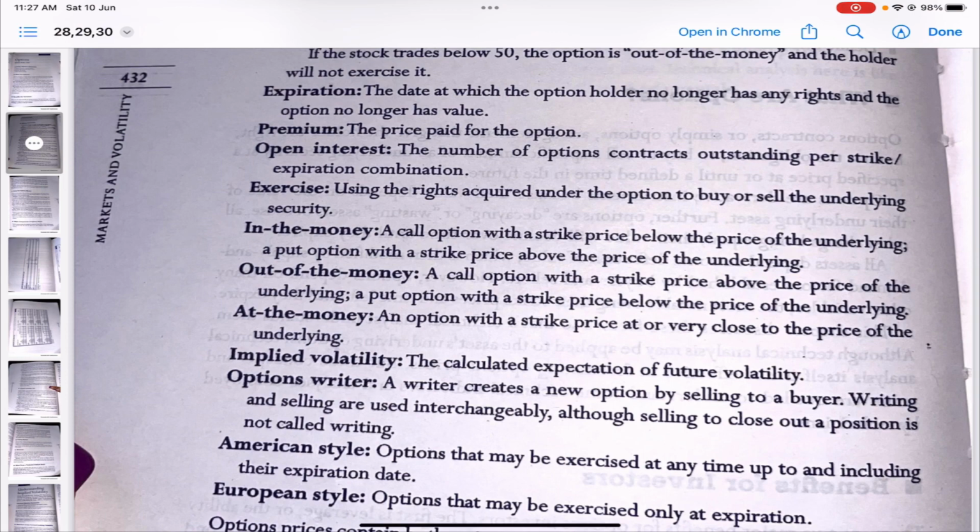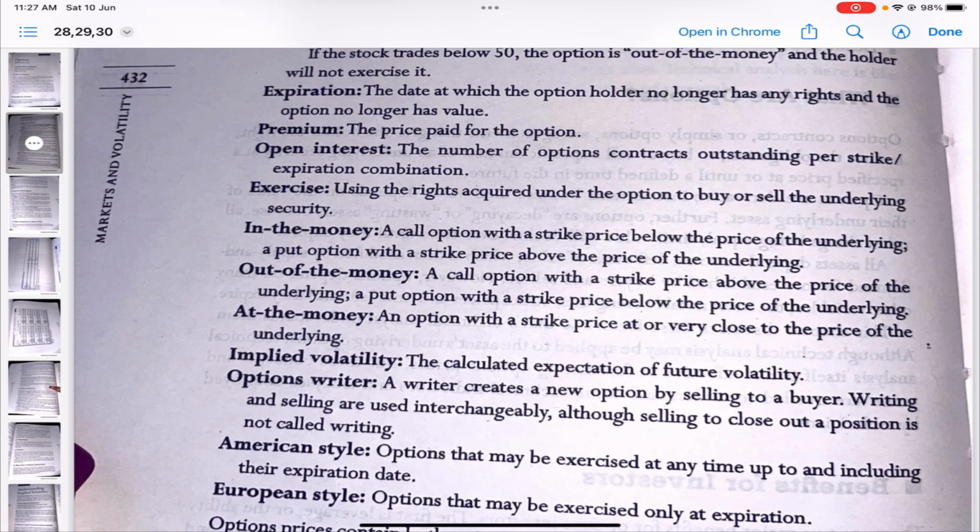Now we have premium. What is premium? Premium is the amount which you have paid to buy the option, right? Exercise. These are the rights which the buyer acquires under the option to either buy or sell. When you are using the right which you have, that is known as exercise.